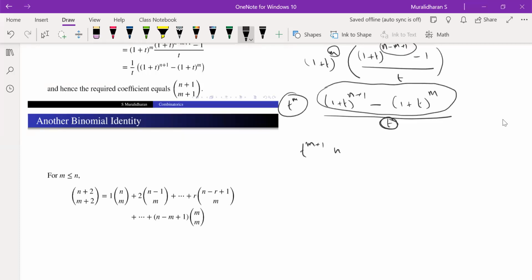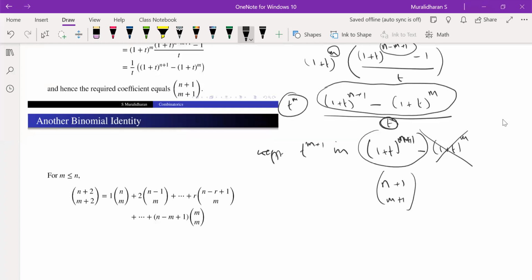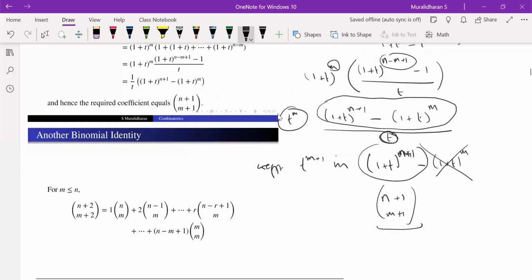So what I want here is the coefficient of t power m plus 1 in 1 plus t whole power n plus 1, minus 1 plus t whole power m. Now this second term will not have a t power m plus 1 term at all, because the largest power will be t power m here. So only the first one will have it, which is n plus 1. So the coefficient of t power m plus 1 here will be n plus 1 choose m plus 1. So we have got the left hand side here.